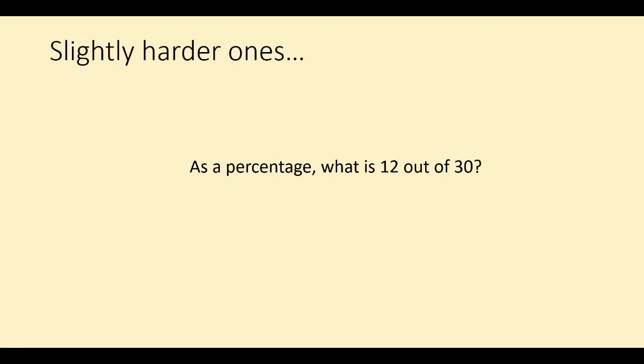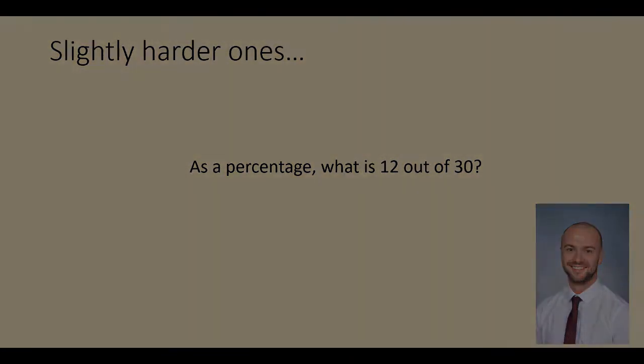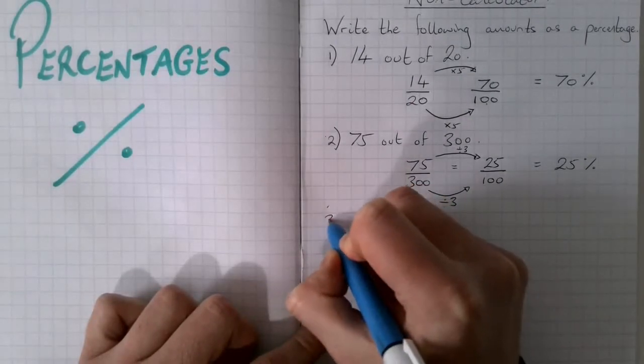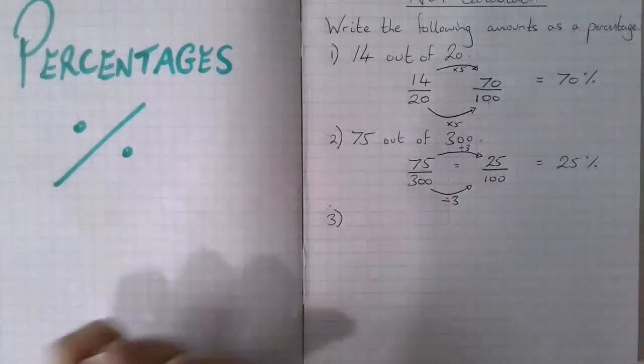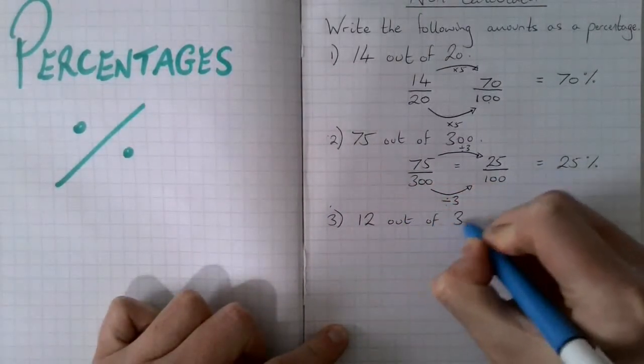We need to be able to tackle some slightly harder ones now. Questions like this don't look a lot different, but require a little bit more working to do. Again, I'm going to hand over to this guy to explain. So now we're going to move on to some examples that are slightly trickier. So let's do 12 out of 30.